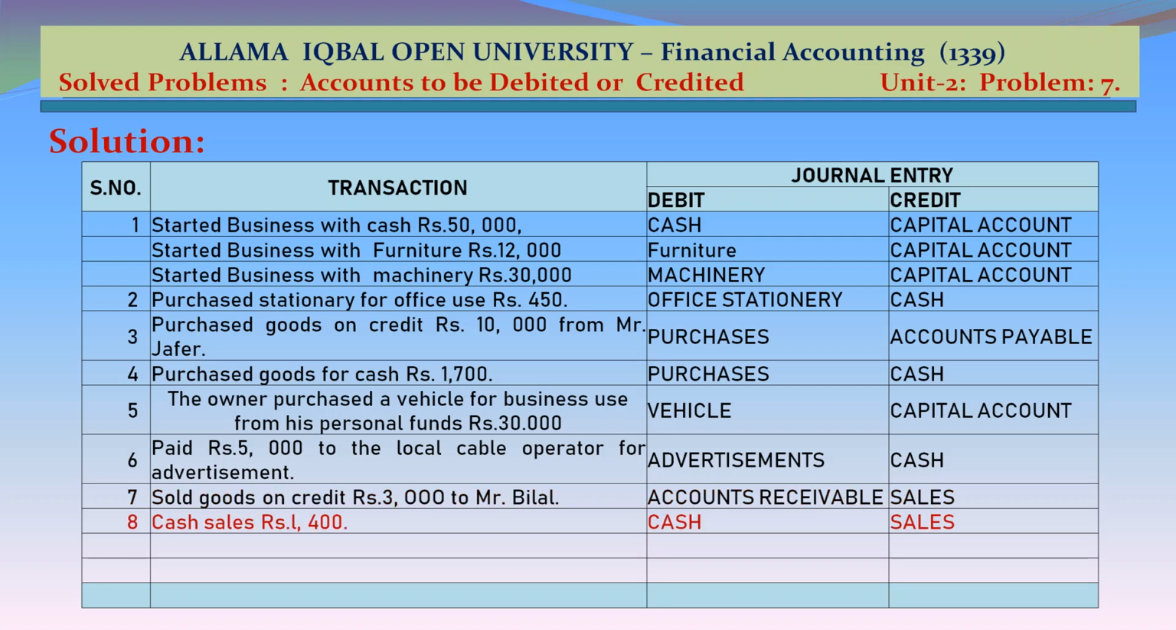8. Cash sales rupees 1,400. Cash debit, sales credit. 9. Paid electricity bill rupees 600. Electricity debit, cash credit. 10. Paid rent rupees 12,000. Rent debit, cash credit.